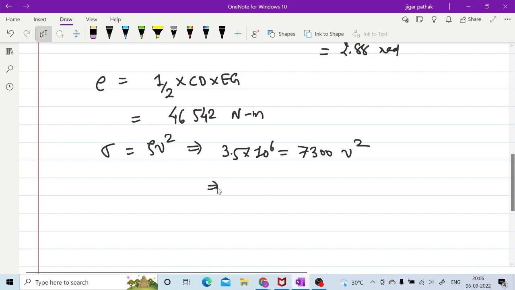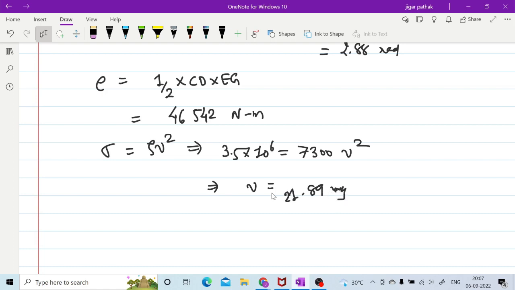So now what is V? 21.89 meter per second, right? Once you have calculated this V, then V can be helpful in finding the diameter, because V is equal to pi d n by 60. N is 130 rpm, right? So can you calculate and tell me the diameter?